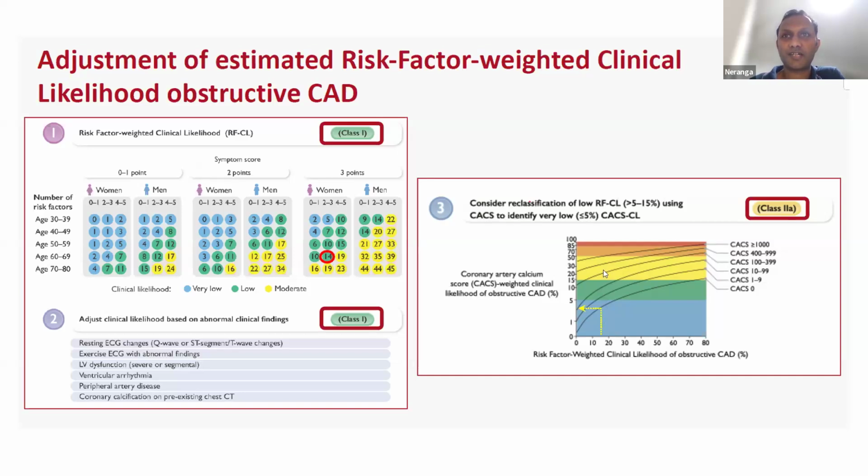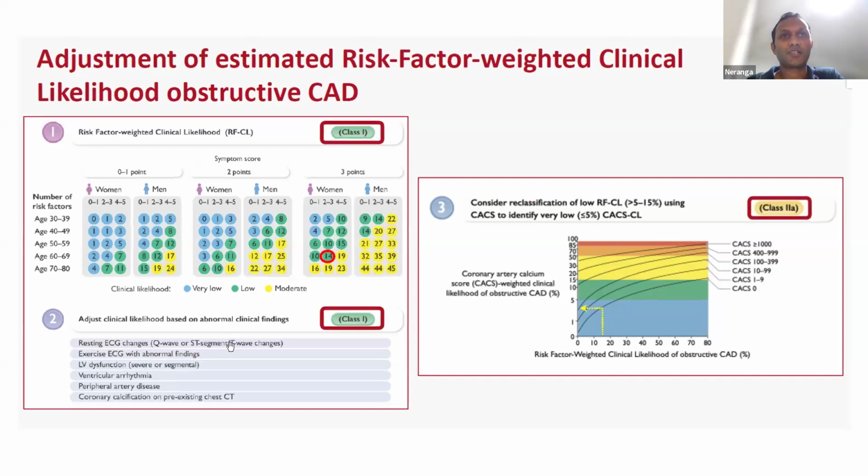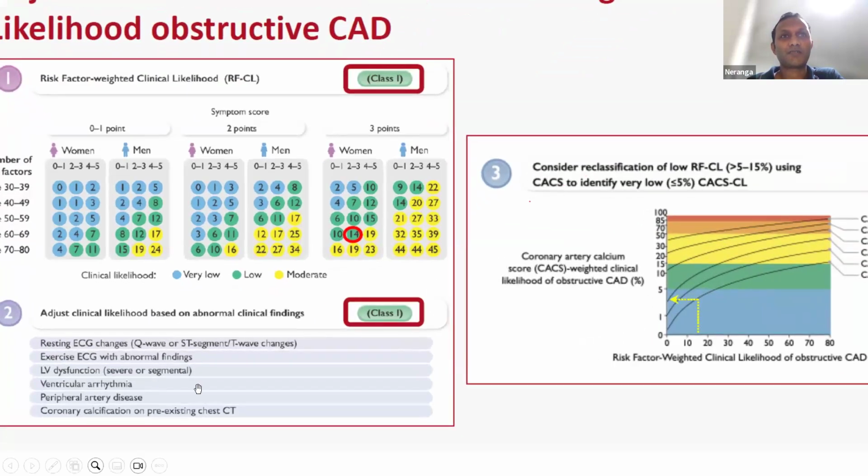Suppose the same patient has a high calcium score, say 100. Then it is coming to about 20%, so the patient will need further evaluation. But if you don't have the calcium score readily available, what you can do is use clinical findings like resting ECG changes, exercise ECG changes, LV dysfunction, arrhythmias, peripheral vascular disease, or a pre-existing chest X-ray or CT showing coronary calcification.